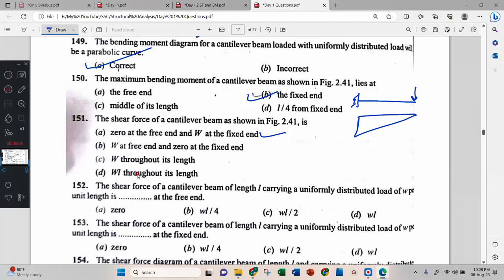Now, the shear force of a cantilever beam as shown in the figure, same figure. Either the shear force is 0 at the free end and W at the fixed end? Wrong. W at the free end and 0 at the fixed end? Wrong. W throughout the length. Right. WL throughout the length? Wrong.